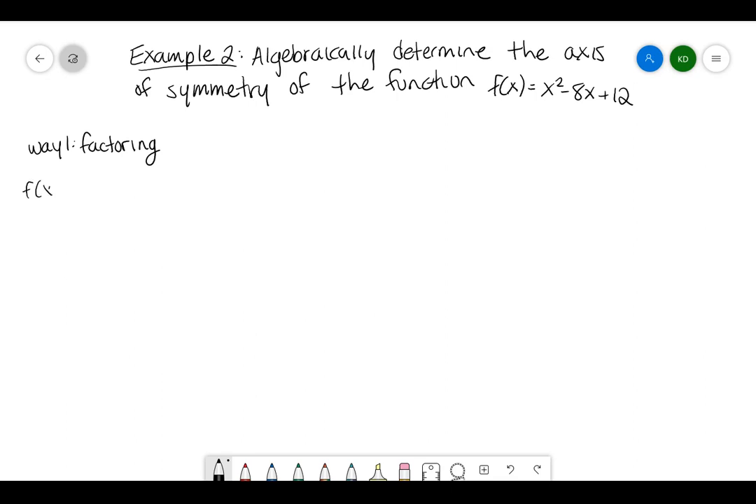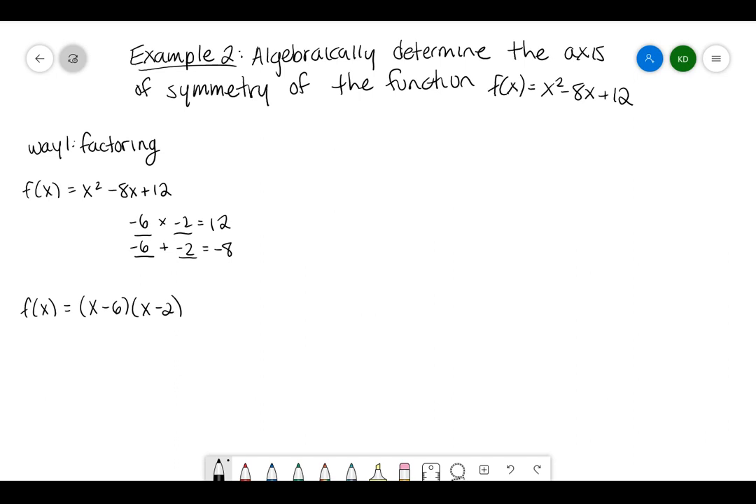So what we're going to start with is our function. We have x² - 8x + 12, and I want to factor this. So I need to find 2 numbers that multiply to 12 and add to -8. The 2 numbers that are going to work there are -6 and -2. Because I have these numbers, I can go straight to my factors since I have an a value equaling 1, and my factors will be (x - 6) and (x - 2).